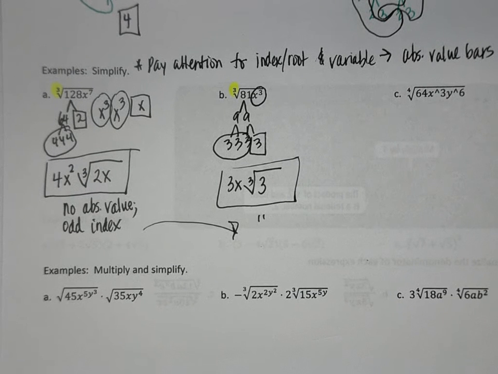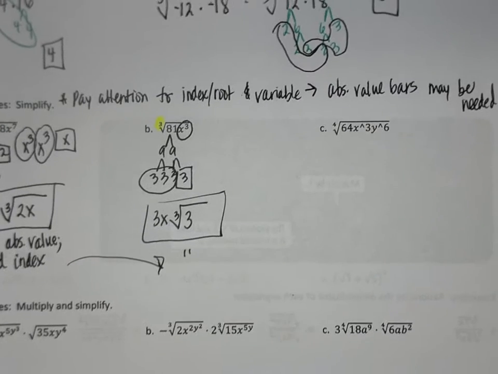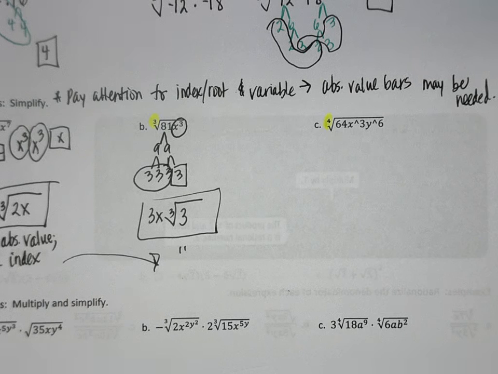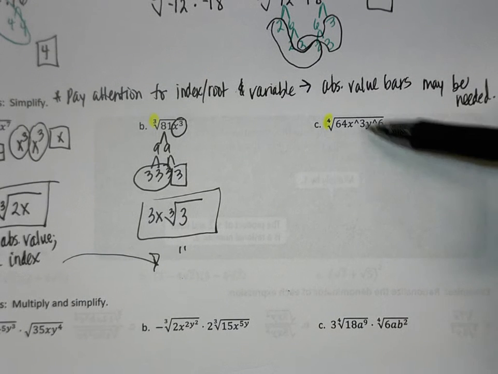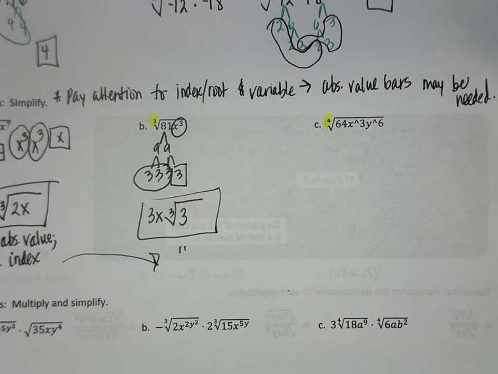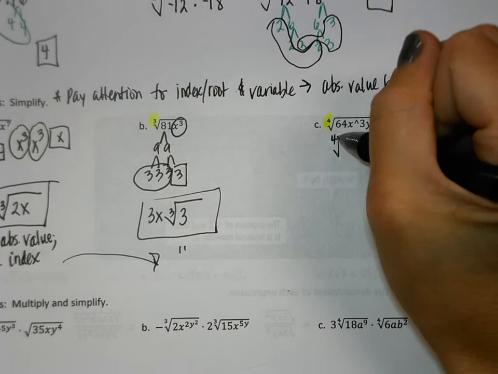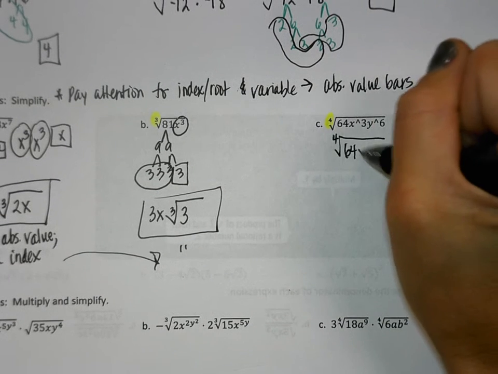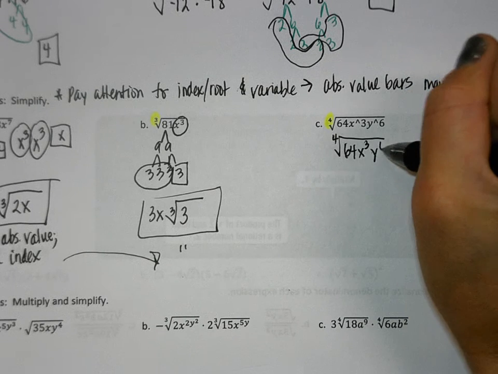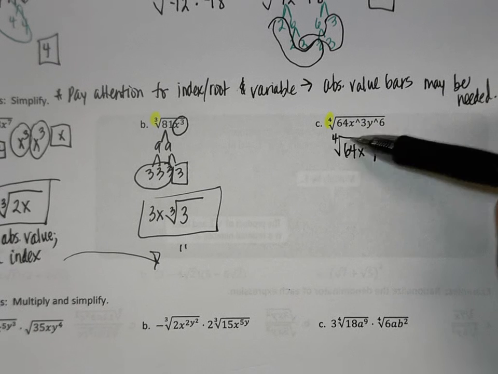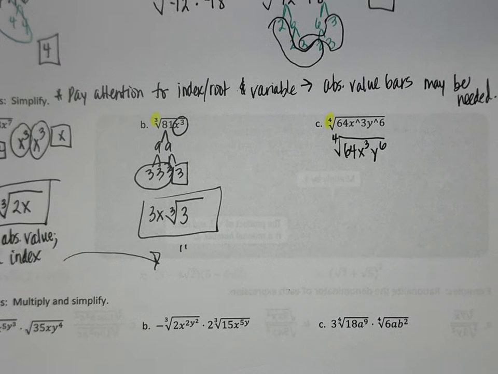Okay, next one. What do you notice? Even index, which means I may need absolute values. Okay? Have you guys seen that little caret symbol before? That also means exponent. So this really is the same thing as the 4th root of 64 x to the 3rd y to the 6th. So I just wanted you to see that sometimes you'll see it written with the little caret sign, but that means exponent or power, okay?